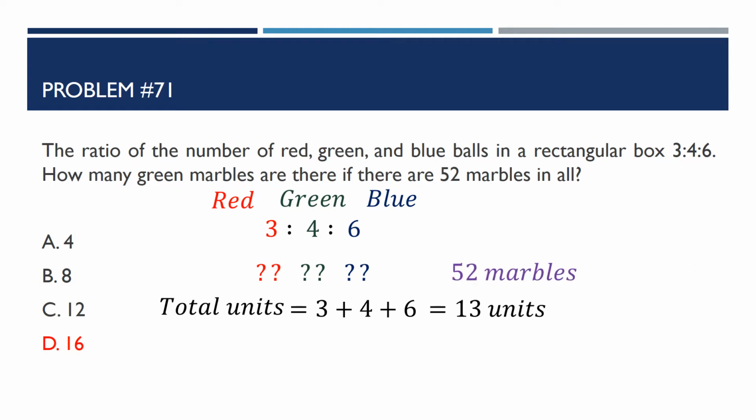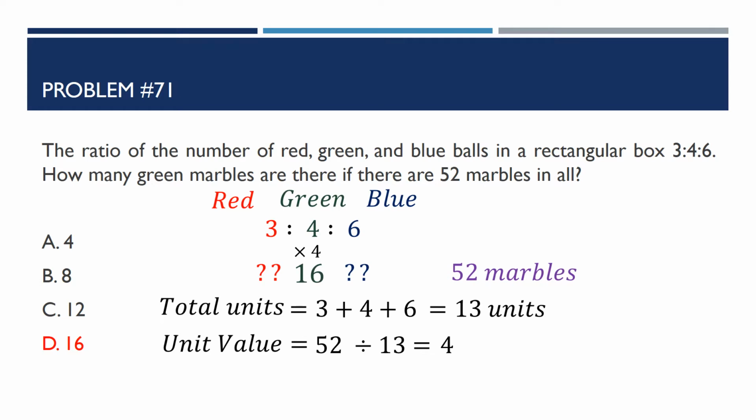We know that there are 52 marbles in all, so this 52 is represented by the total units, which is 13. And so we're going to divide it, so we will know the unit value. 52 divided by 13 is 4. That means each unit in the ratio represents 4 marbles. So now we can solve for the green. We just have to multiply 4 times the 4 units. It will be 16. That's why the answer is 16.